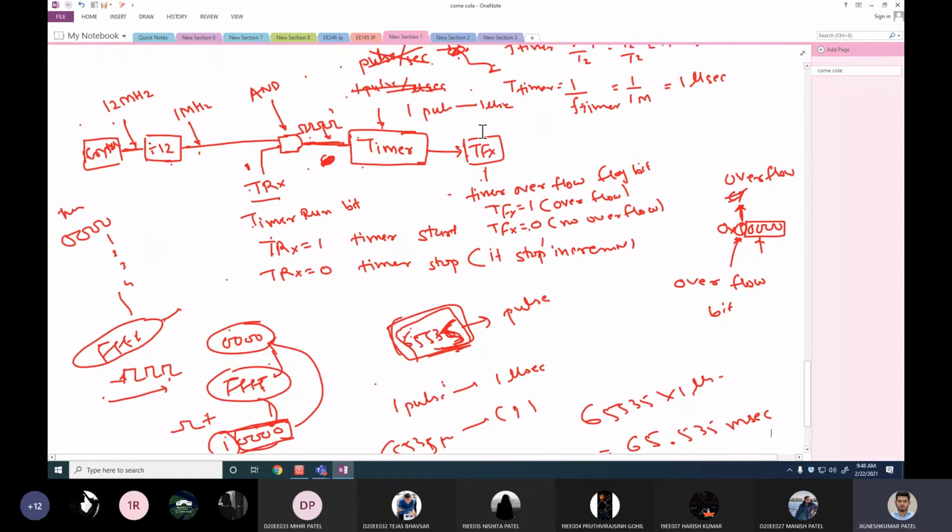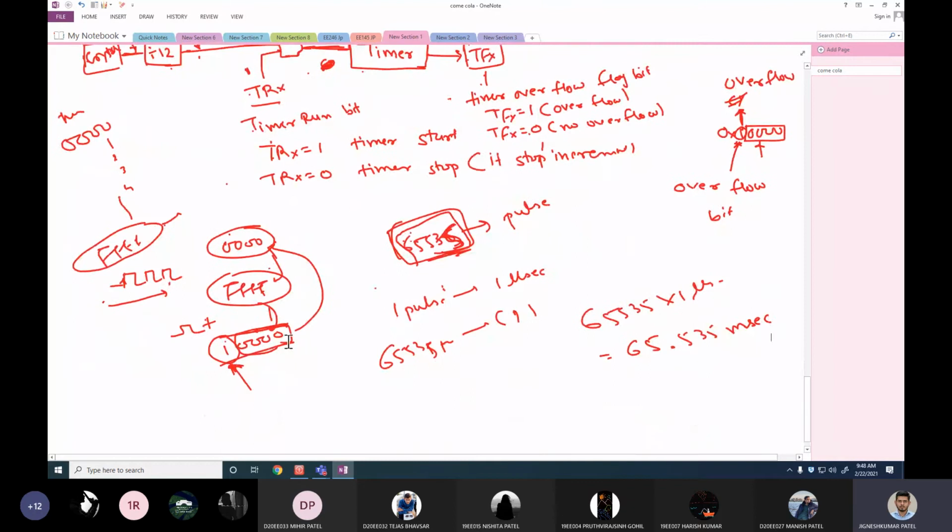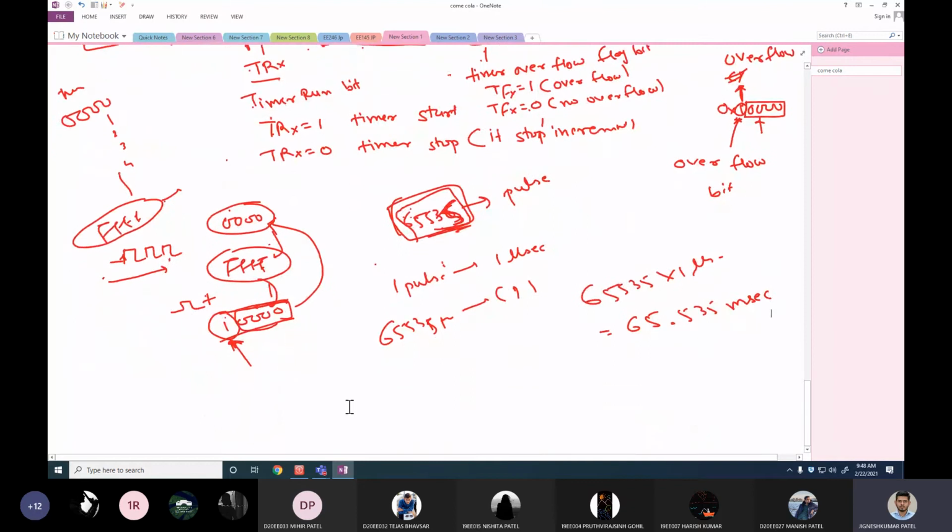So basically this overflow can help you calculate the time. Now again I am starting with 0000, and again one more overflow will appear. So this overflow will be cleared. What will happen? Again I'll reach up to FFFF, and again overflow will occur. So what you can say is 65.535 plus 65.535 millisecond has passed. So this is the way you are going to calculate a time.